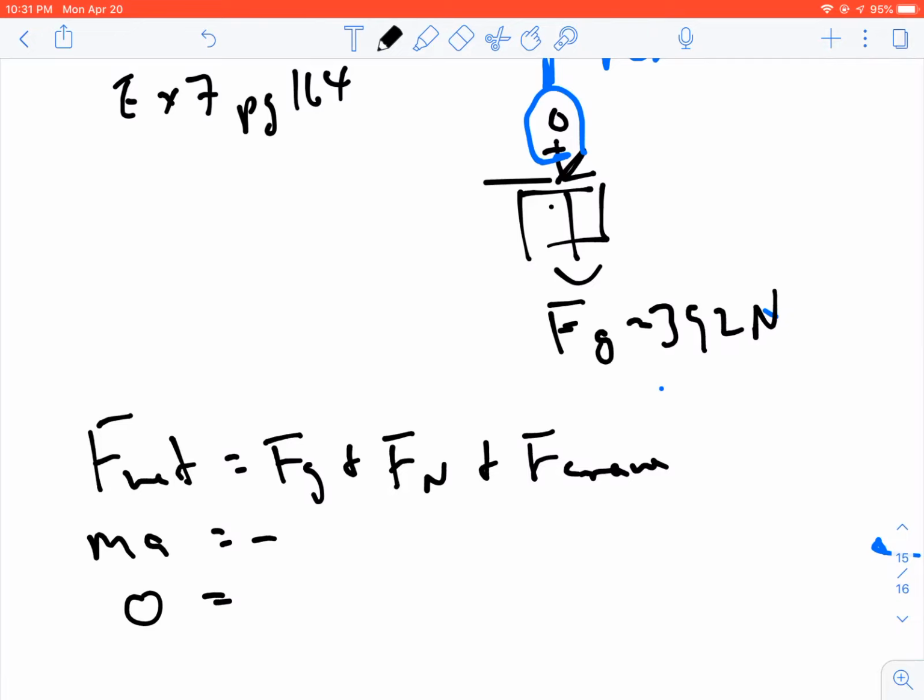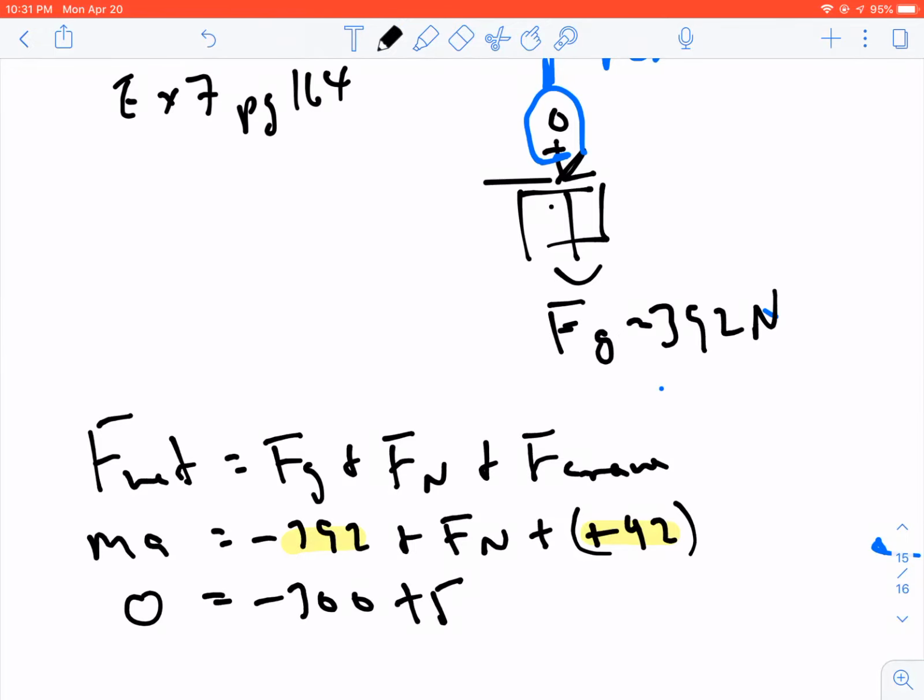Fg was negative 392 plus the normal force, whatever that is, plus the crane force, which is plus 92. So I've got negative 392 and plus 92, so I end up with negative 300. I'm going to move them across to the other side, and I will get an Fn equal to plus 300 newtons. That would be the normal force.